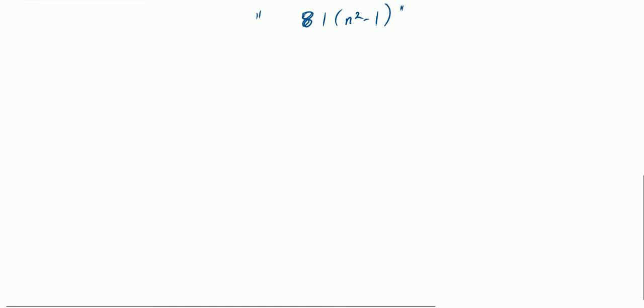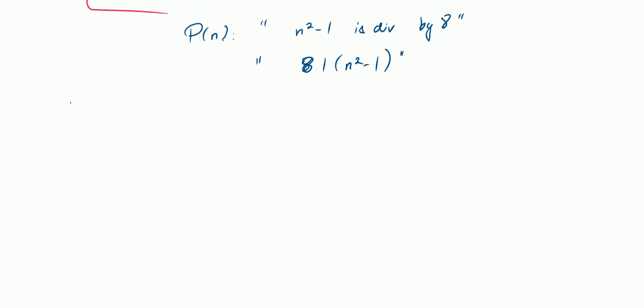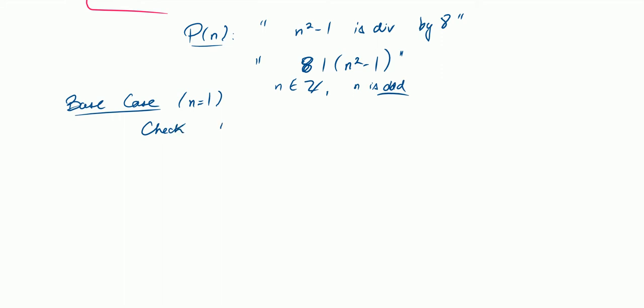Okay, so let's start with the base case. The smallest number that can be applied to Pn is, remember that n belongs to the integers and n is odd, so it's going to be n equals 1 because it's the smallest positive odd integer. So let's check that P1 is true.